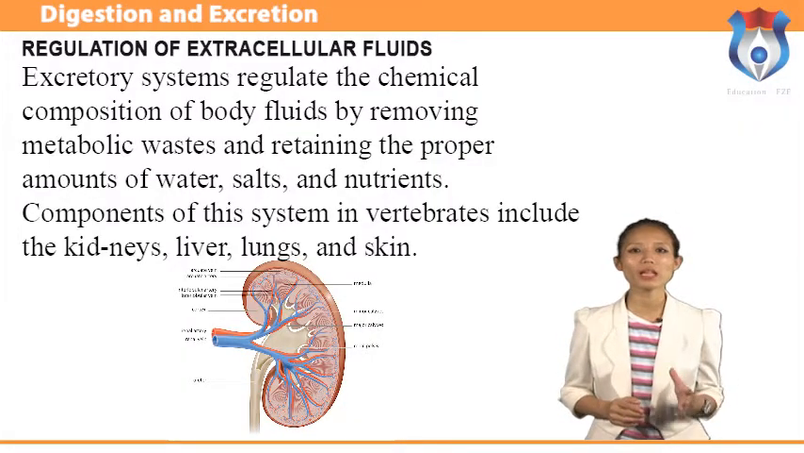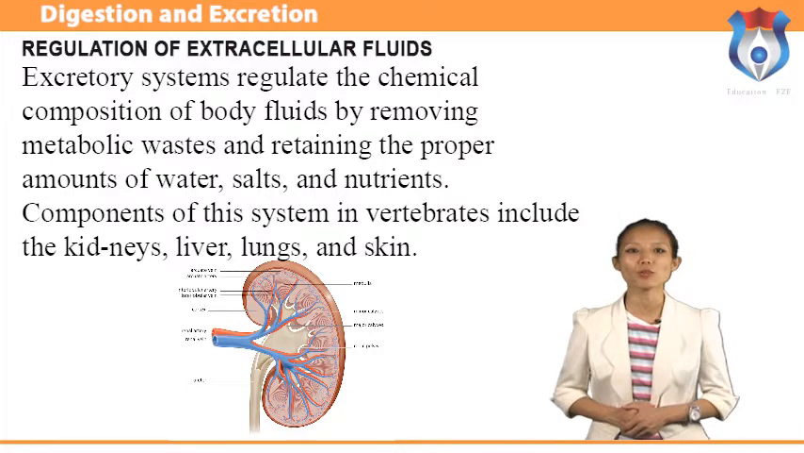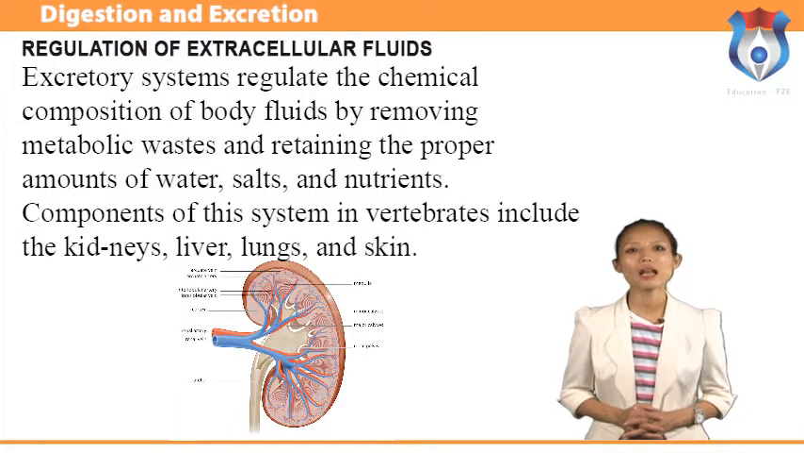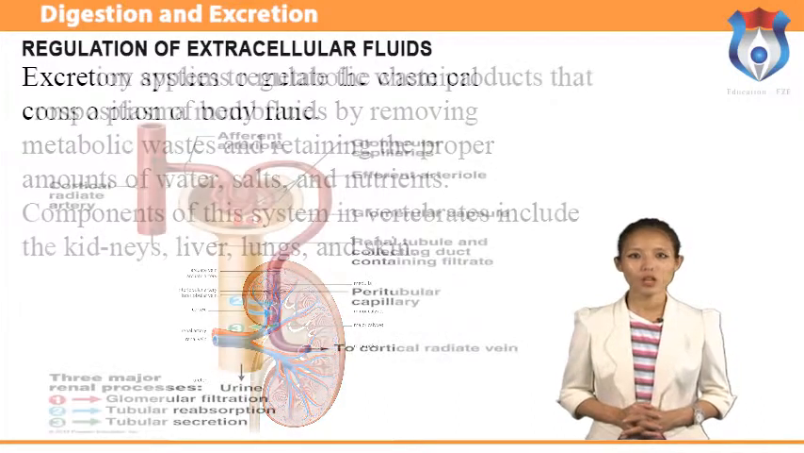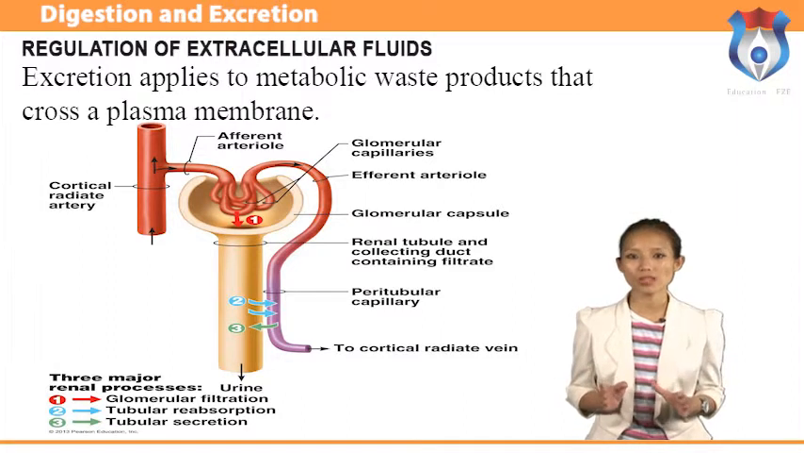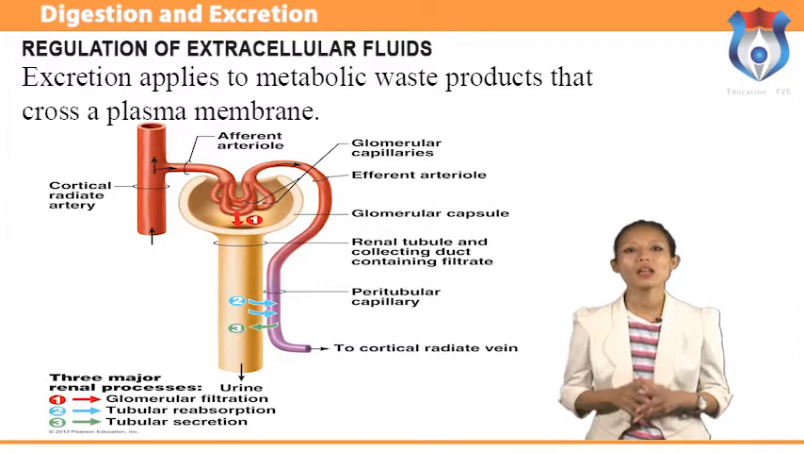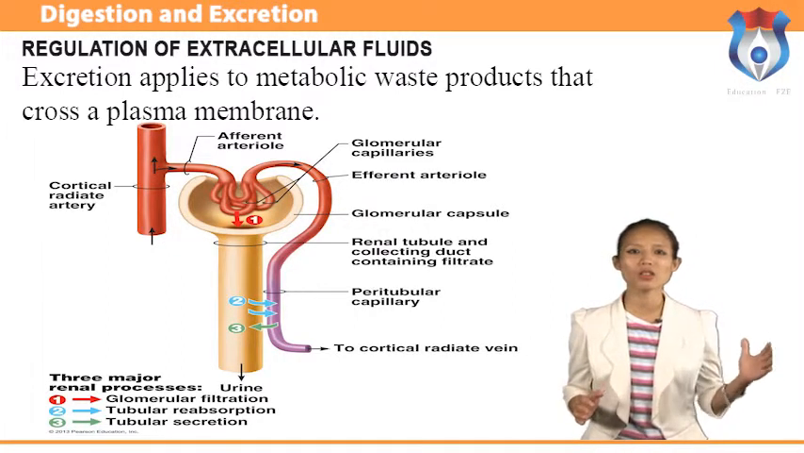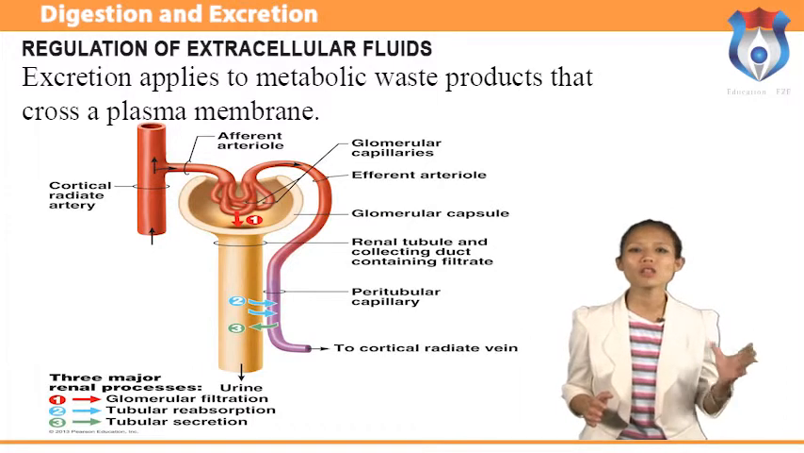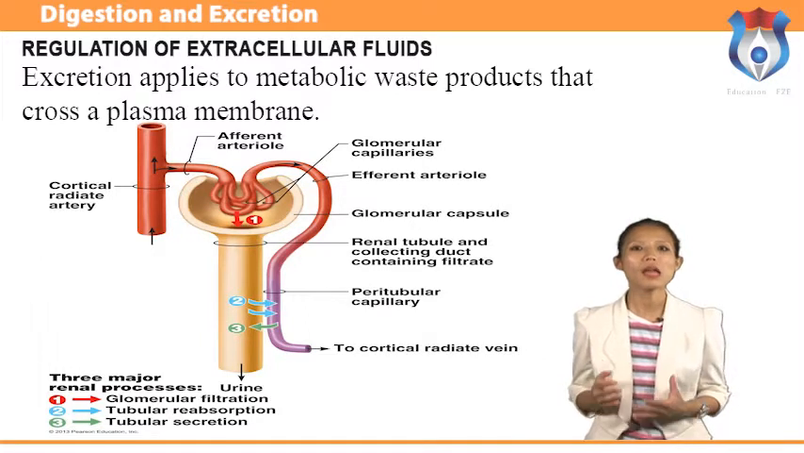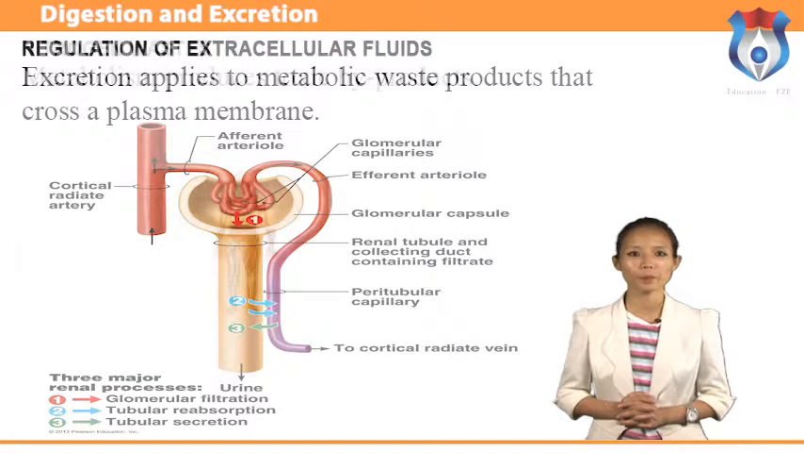Excretory systems regulate the chemical composition of body fluids by removing metabolic waste and retaining the proper amounts of water, salts and nutrients. Components of this system in vertebrates include the kidneys, liver, lungs and skin. Not all animals use the same routes or excrete their waste the same way humans do. Excretion applies to metabolic waste products that cross a plasma membrane. Elimination is the removal of feces. The ability of the kidneys to regulate extracellular fluid volume by altering sodium excretion is important for maintaining adequate volume.